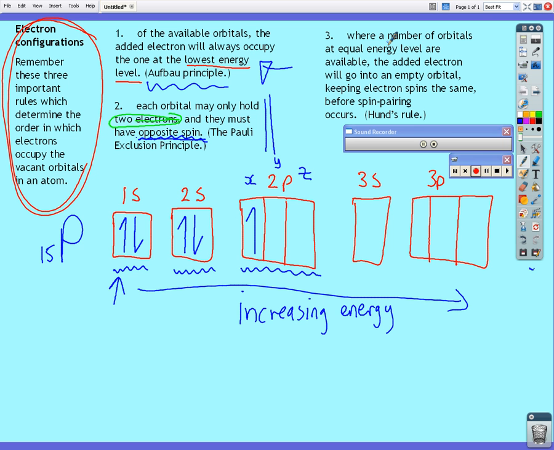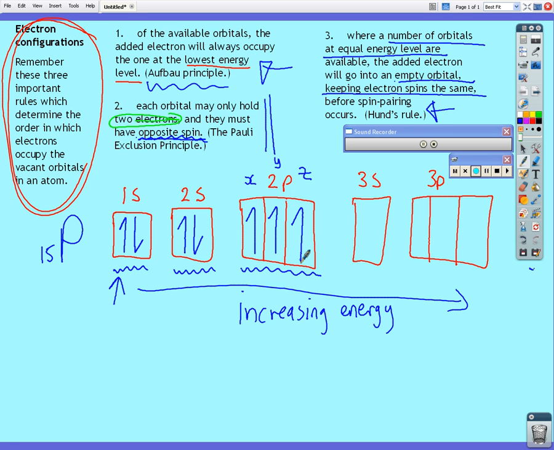If you have a number of orbitals at equal energy, they go one at a time into empty orbitals, keeping the electron spins the same. Hund's rule. Just like when you get on a bus and you pick a seat by yourself before you have to sit next to somebody else. Not very friendly. Anyway, so our 6th electron is going to go into an empty orbital, but with the same spin. Our 7th electron does the same. So we've got 7 electrons, 8 left to go.